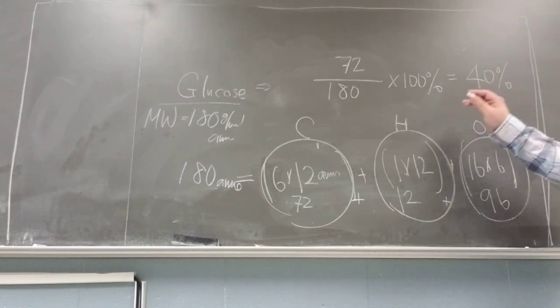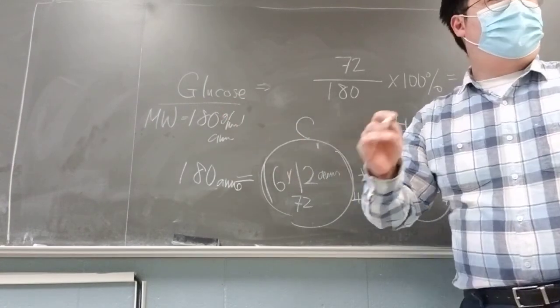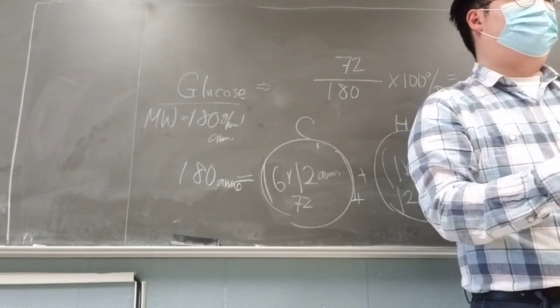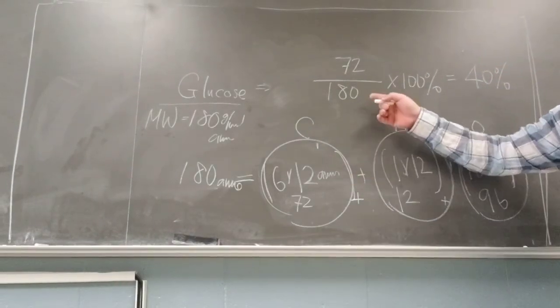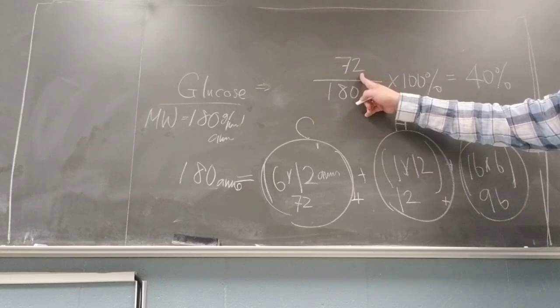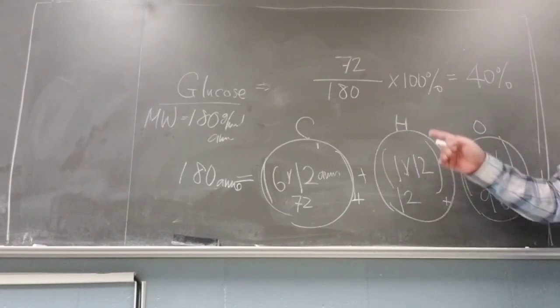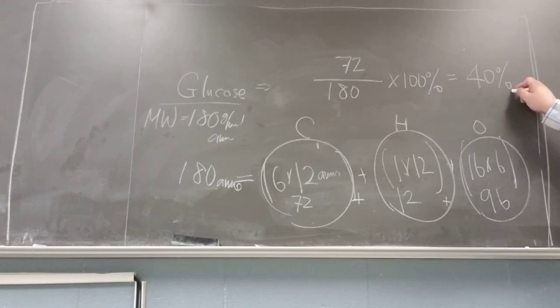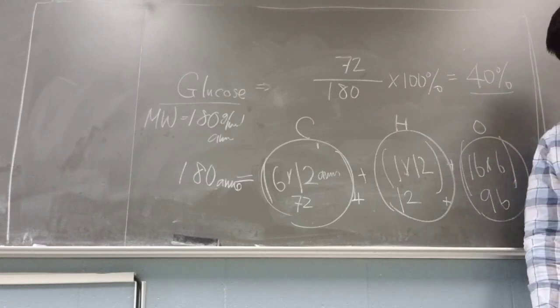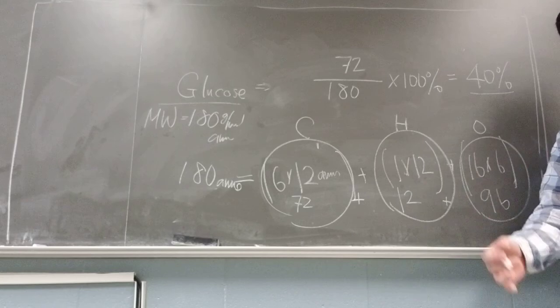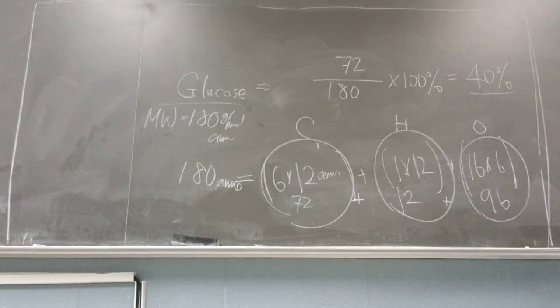So the 40% of the molecular weight of glucose actually came from what? The mass of the carbons. Because you have this much carbon, weighing about 72, over the whole molecular compound. And in percentage units that is about 40%. So 40% of that weight is the mass of the carbon. Okay?